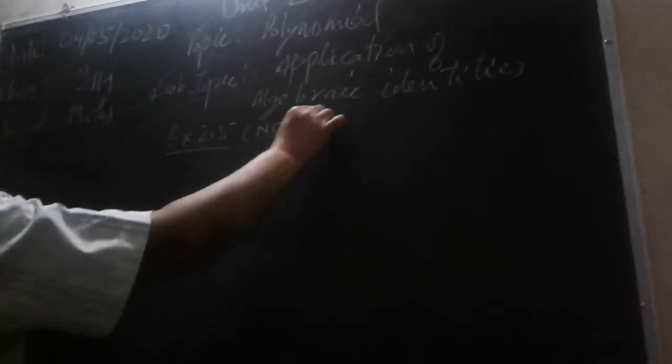Now today we will discuss application of algebraic identities. Here we will discuss some questions of exercise 2.5 NCERT. Let me discuss question number 13. Question number 13, exercise 2.5.